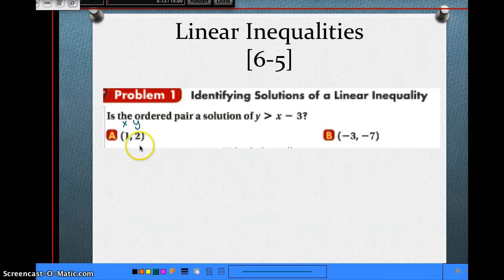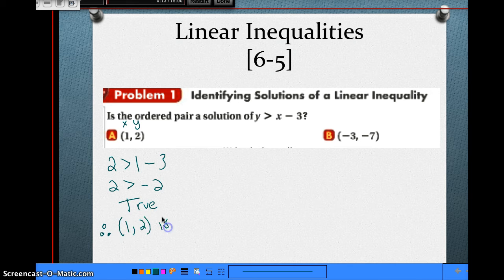So let's do one at a time. We're going to substitute 1 in for x and 2 in for y to see if this actually works or not, if it's a solution. So put your 2 in for y, substitute, and 1 in for x, and then simplify. 1 minus 3 is negative 2. Is 2 greater than negative 2? Yes, it is, so it's true. Therefore, 1 comma 2 is a solution.